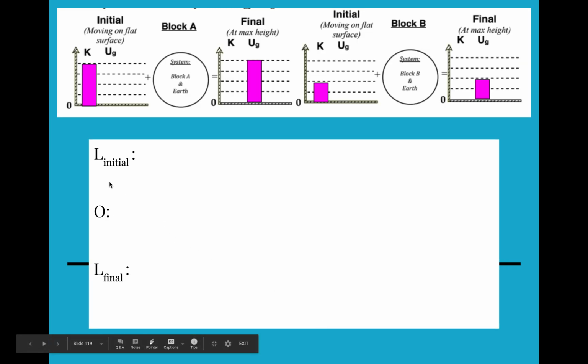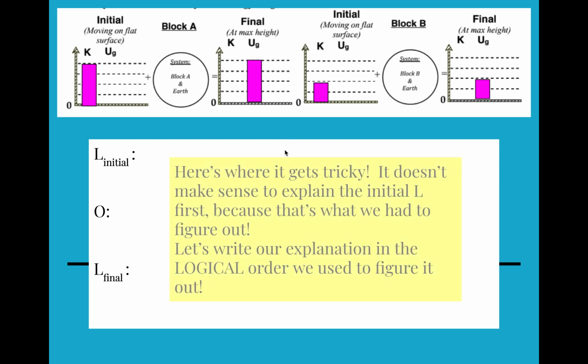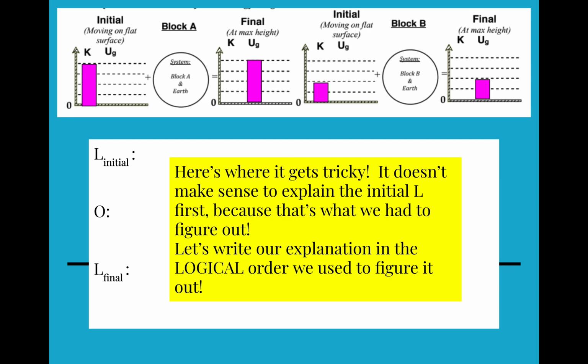Now when I start to make my explanation, typically what we've done is gone from left to right. But if I want to start talking about how I know the initial L, that this has more kinetic, this has less kinetic, I don't really have information in my prompt that leads me to that. So it gets tricky. It doesn't make sense to explain the initial L first because that's what we were trying to figure out. So will you guys flip to page 48 and we're going to write our explanation in a more logical order, and we're going to use the order that we figured out our problem in. So take a minute to transfer your LOL diagram onto page 48.